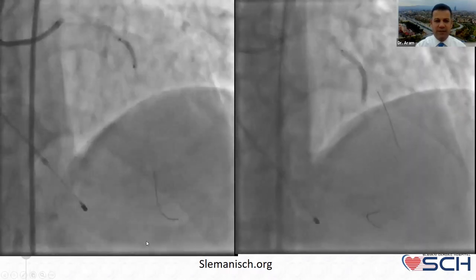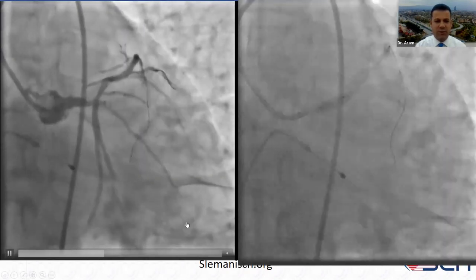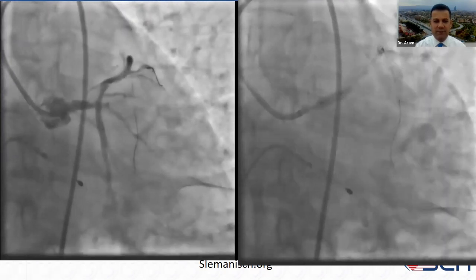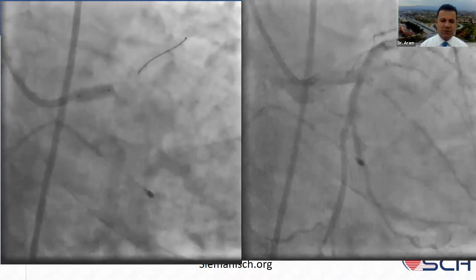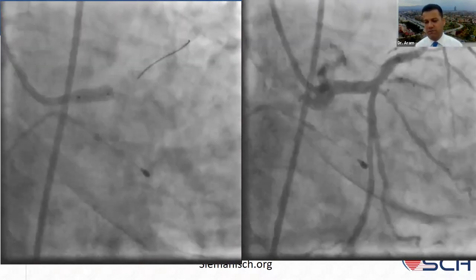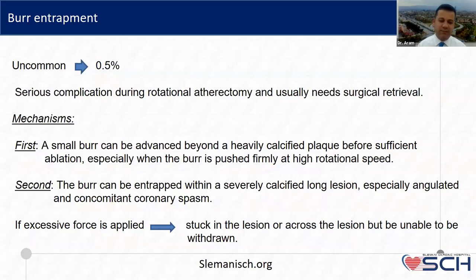And after that, just balloon and ordinary stenting. Later, we put a stent across the left main stem. And finally, this is the final result. So this tradition has gone. There is no more use of a temporary pacemaker for left main stem or right coronary artery atherectomy.